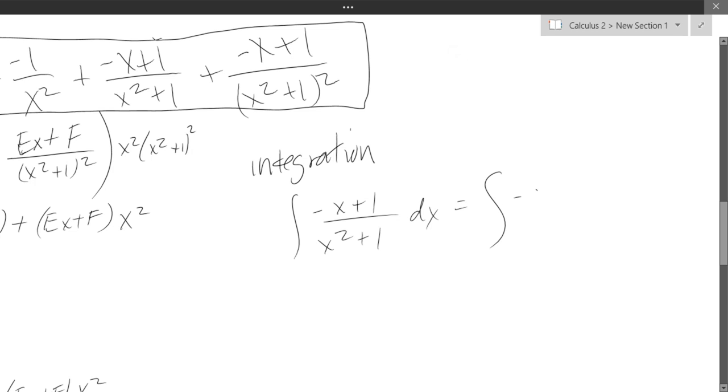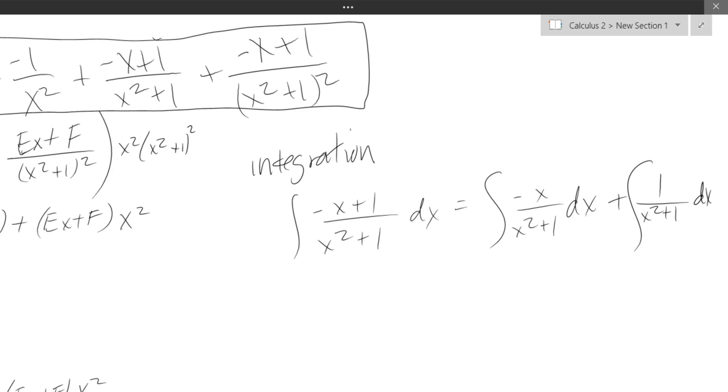So we're going to have the integral of negative x over x squared plus 1 dx, plus the integral of 1 over x squared plus 1 dx. The integral of 1 over x squared plus 1 dx, that's tangent inverse x. Super easy. What about the negative x over x squared plus 1?